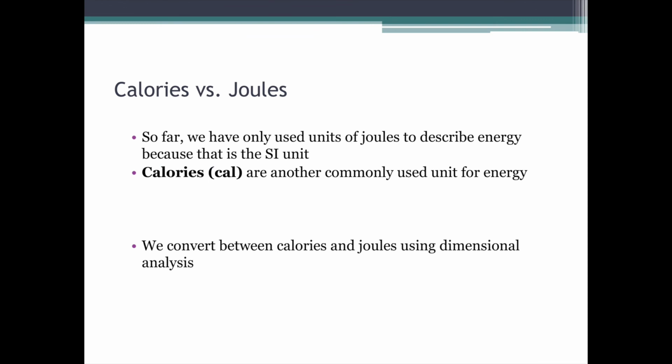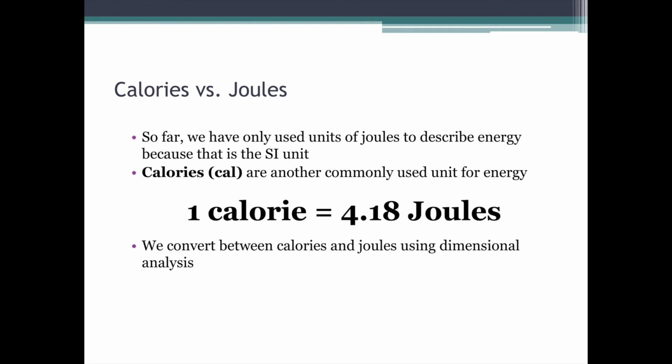Now, so far, we have only used units of joules to describe energy, because that is the SI unit for energy. However, calories, CAL, are another commonly used unit for energy. 1 calorie is equal to 4.18 joules, and you're going to be seeing that number quite frequently. And there is a reason why we decided to use 4.18 to redefine 1 calorie. Now you can convert between calories and joules using dimensional analysis.